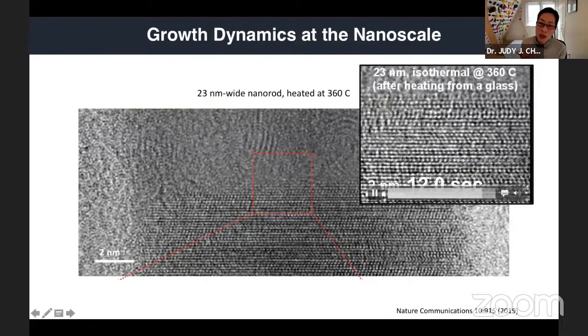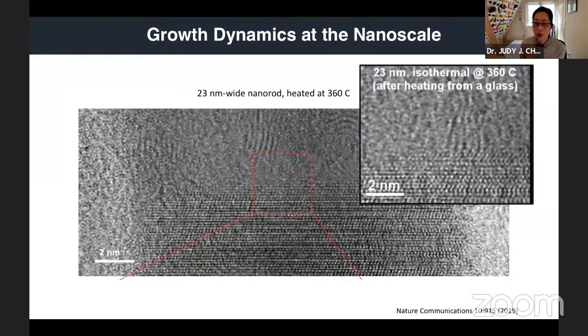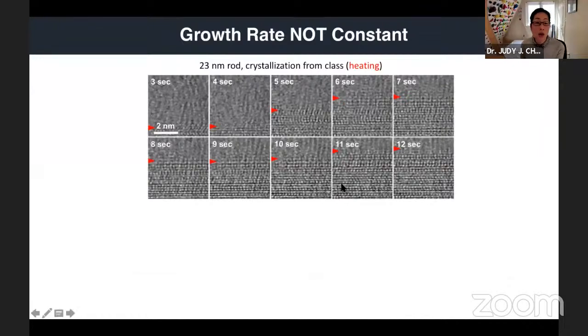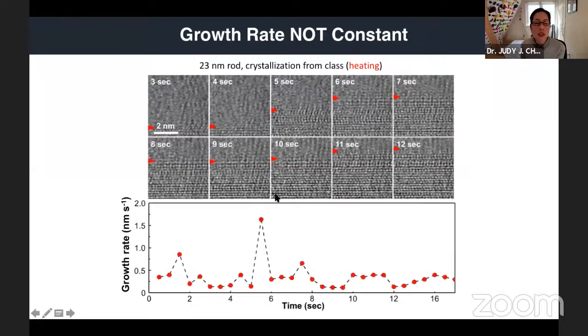So we can directly measure the growth rate by tracking how the boundary between the amorphous phase and the crystalline phase moves up with time. And what you see is that this time-resolved growth rate is not constant, but rather it fluctuates. So this is interesting, and this reflects the fact that the glass state of metal has many different local structures, and that these local structures actually affect the dynamics of the growth.